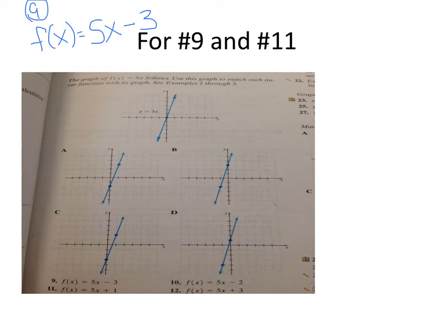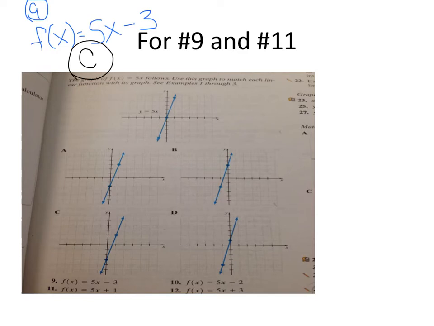So which one of my y-intercepts is at negative 3? Is this at negative 3? No. Is this at negative 3? No. Is this at negative 3? Yep. And then did we rise 5? 1, 2, 3, 4, 5, and over 1? Yep. So C would be my answer for number 9.